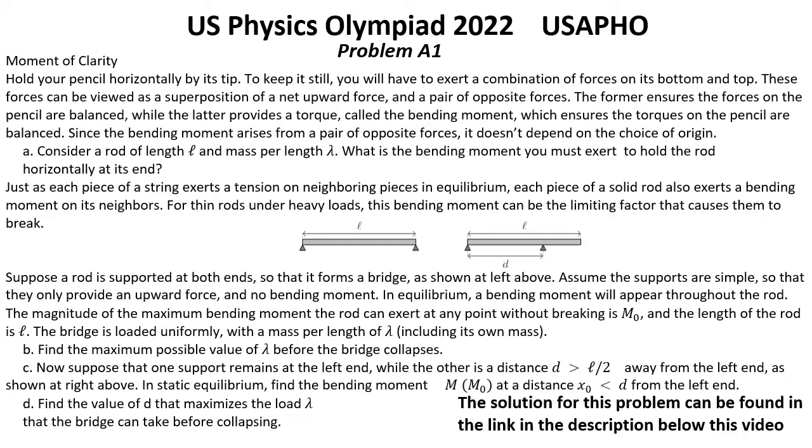Question B. Now suppose that one support remains at the left end, while the other is a distance d greater than L/2 away from the left end, as shown at right above. In static equilibrium, find the bending moment m as a function of m0 at distance x0 less than d from the left end. Question D. Find the value of d that maximizes the load lambda that the bridge can take before collapsing.